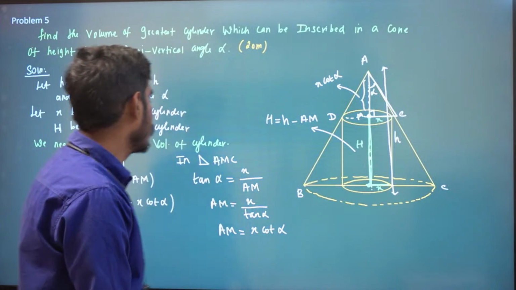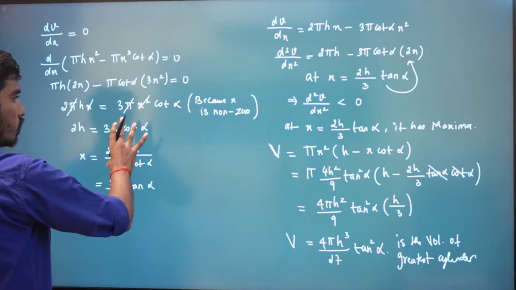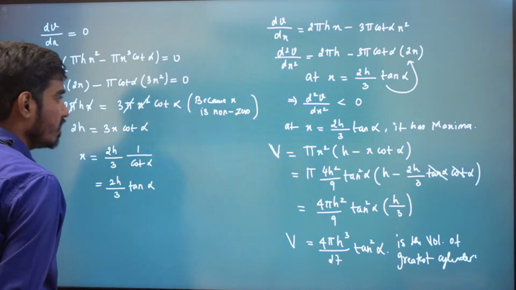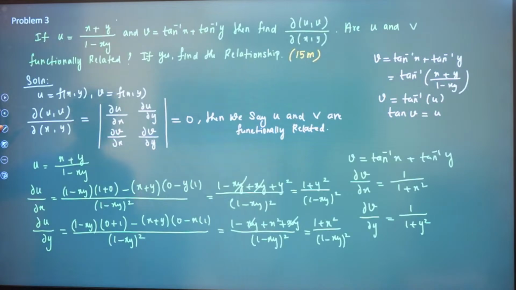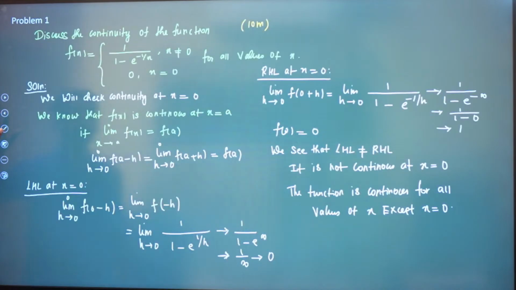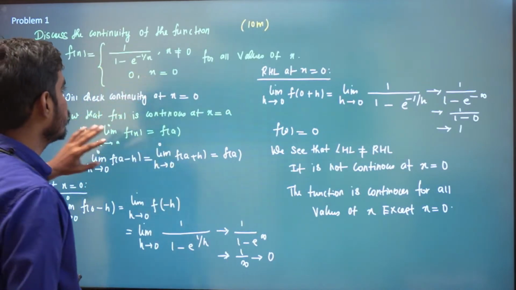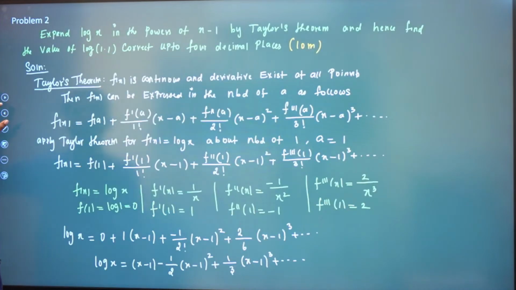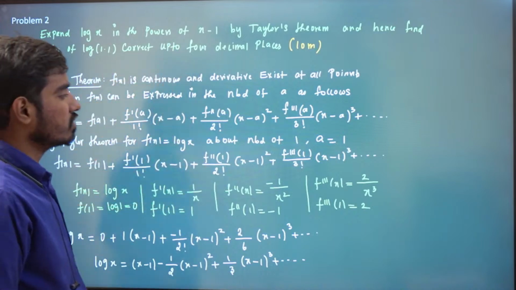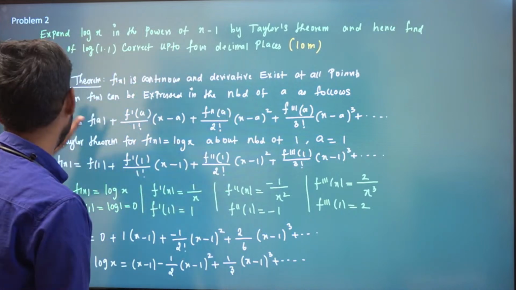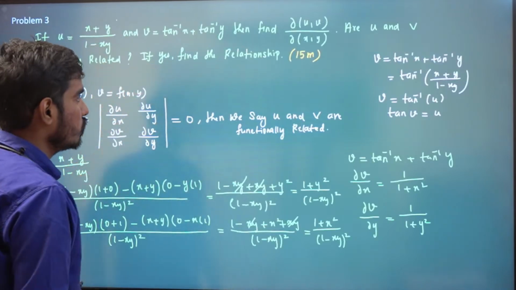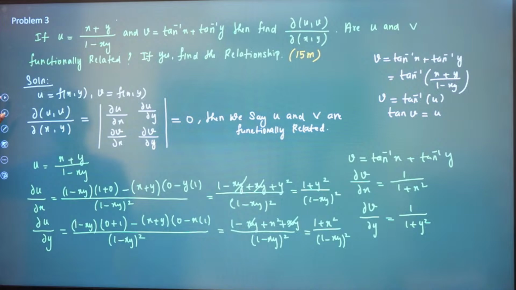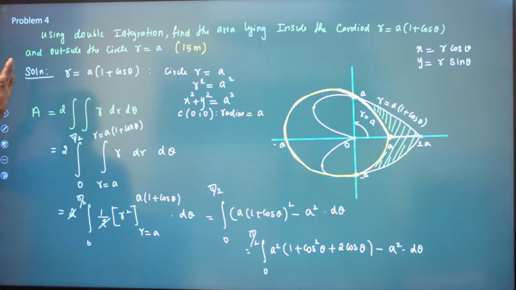Okay, so sorry for this, I wasted some 1 or 2 minutes. It's 2h by 3 tan alpha. So we started with the first problem, which is discuss the continuity of the function. Very simple problem, 10 marks. You can do this in 2 to 3 minutes if you are good in concept. Again, 10 marks. You can do this in 3 to 4 minutes. 10 marks, 20 marks, and then again a very simple 15 marks. You can do this in 3 to 4 minutes again.